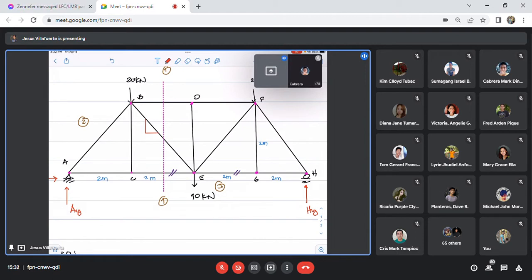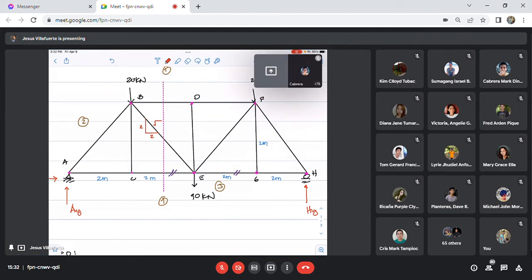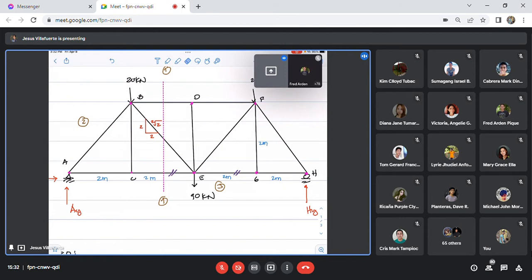So this is 2, and then the horizontal is 2, and then the vertical is 2, and then this one is by Pythagorean theorem. What is this? 2 the square root of 2. So 2 the square root of 2, but 2 is a common factor, then we can cancel that one. So this becomes just 1 the square root of 2.